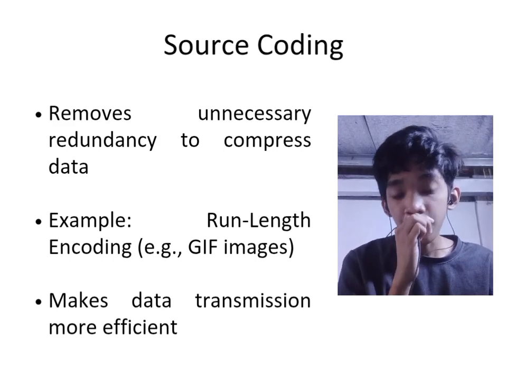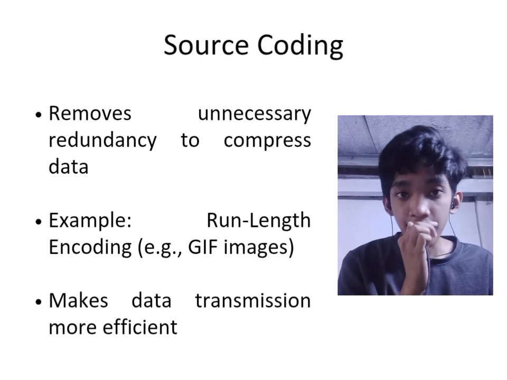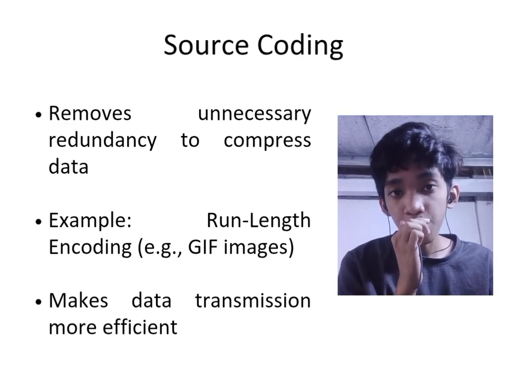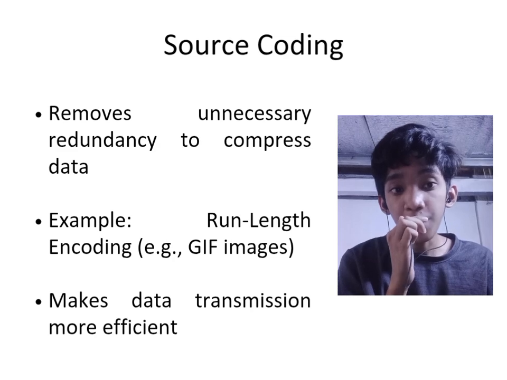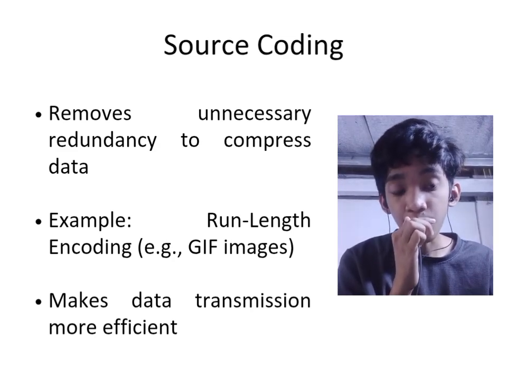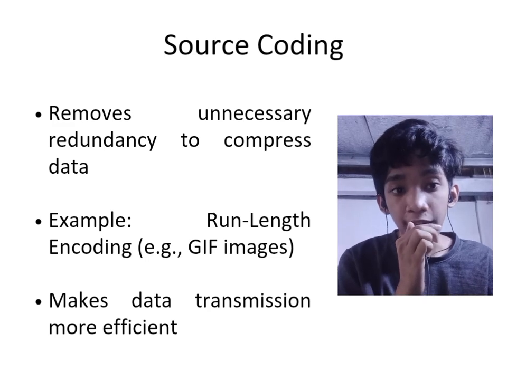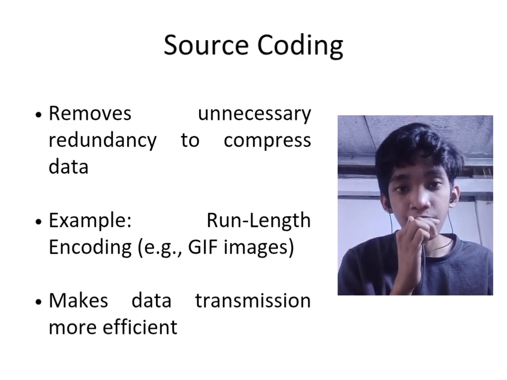An example of this is run length encoding or GIF images. Instead of sending 100 white pixels one by one, it just says "100 white pixels," which makes it much faster. This makes the data transmission more efficient, and smaller data means faster sending and less bandwidth usage.